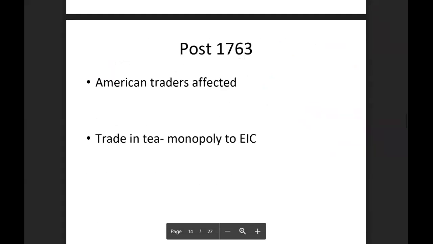Now we'll see how, post 1763, American traders were affected. Because of the Navigation Act, they were no longer able to trade with any third party. Before also they smuggled things, but that was also cracked down. The Crown started observing everything very strictly, so traders' profits went down. It was miserable for the people.